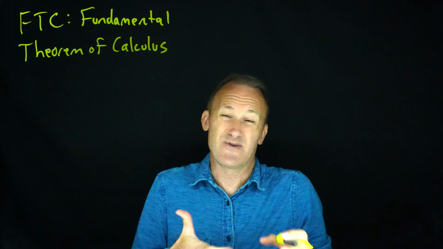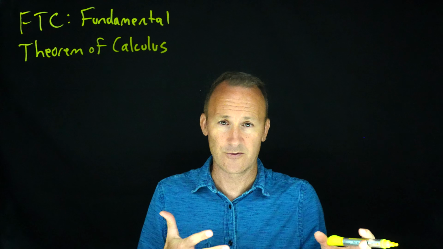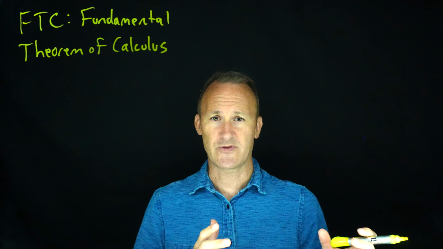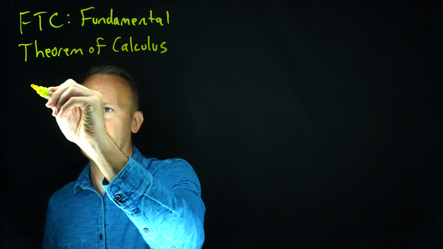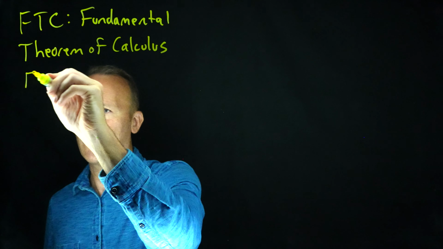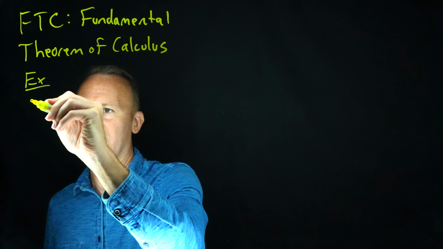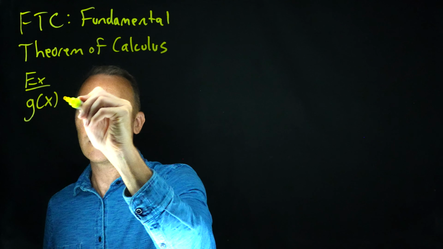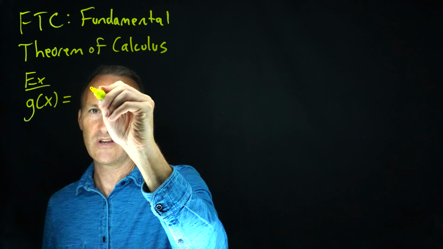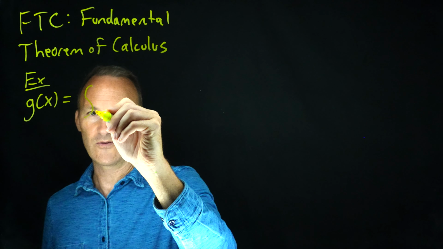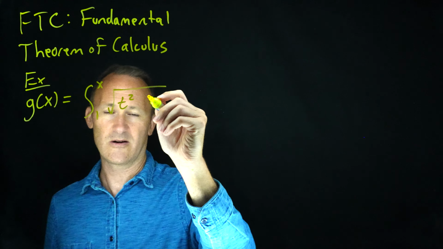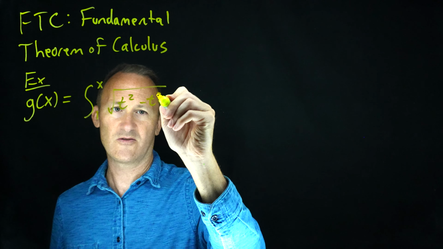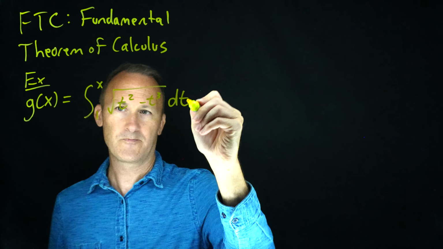It's actually called the Fundamental Theorem of Calculus Part 1 and Part 2. They sort of say the same thing, but you apply them in two different ways. So consider the following. Let's say we have a function, g of x, and we're going to have this equal to the integral, say, from 1 to x of some other function like t squared minus t cubed dt.